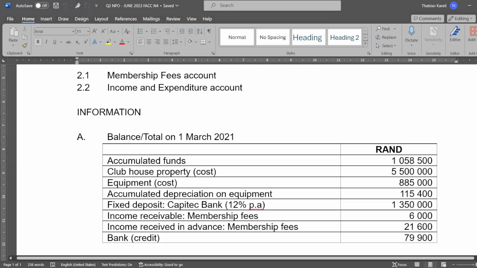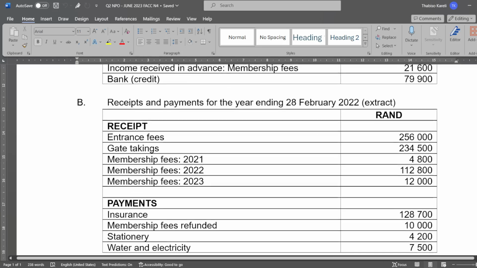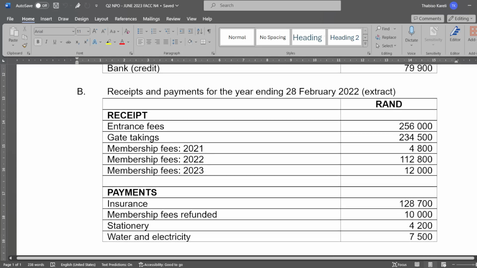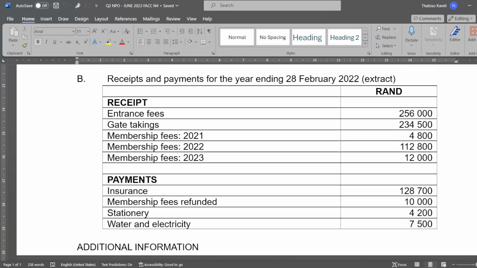Then we move to B, and remember I said we only look for those that affect the membership fees account. And from B, as you can see, we have membership fees 2021, membership fees 2022, membership fees 2023. It's those three amounts. Now you record them as they are on our answer sheet.